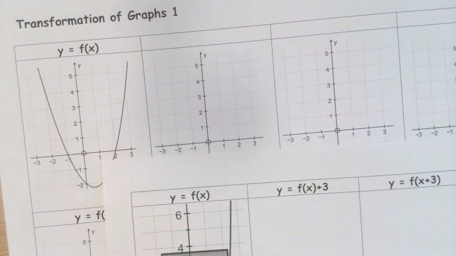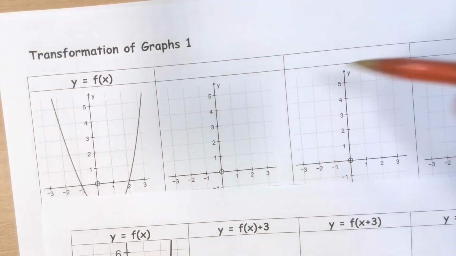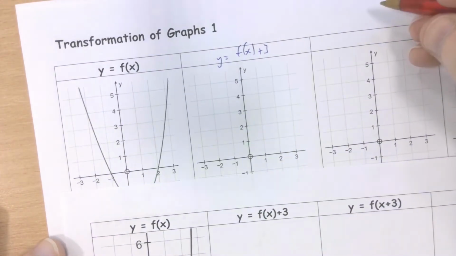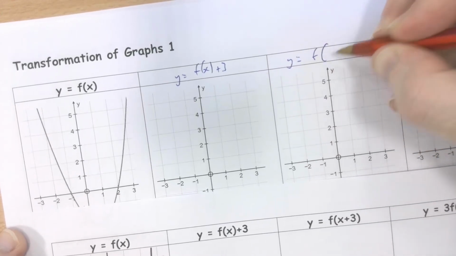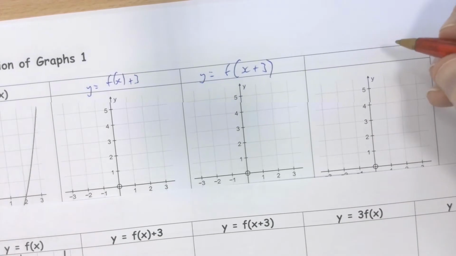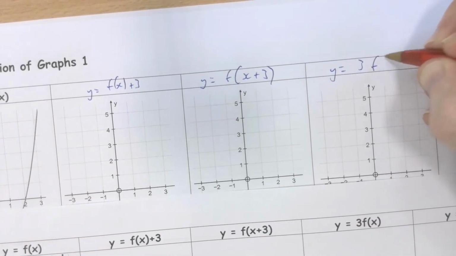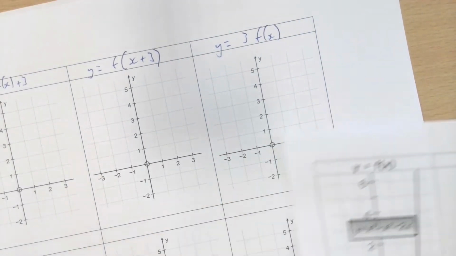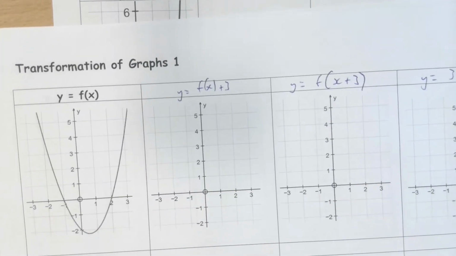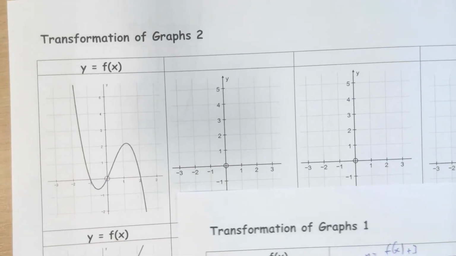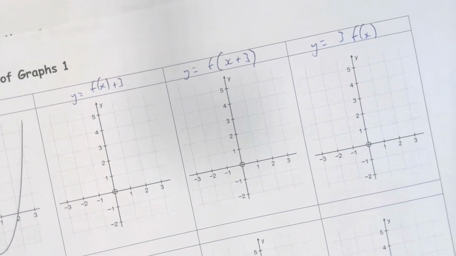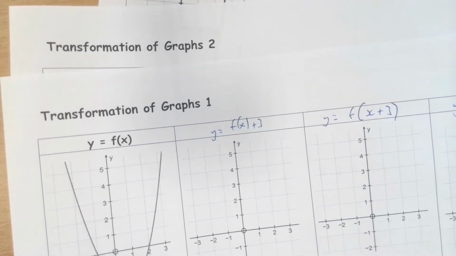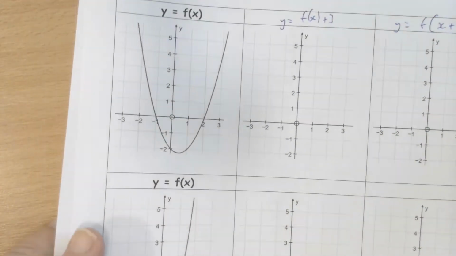Okay, so what I'm suggesting is that for y equals f of x, each of these three boxes contain the following: y equals f of x plus 3, y equals f of x plus 3, and then the last one, y equals 3 f of x. There's not enough room for that last one, so I don't want you to worry about it. But for every single one of the functions on the sheet marked transformation of graphs 1 and transformations of graphs 2, I'd like that to be copied onto each graph.